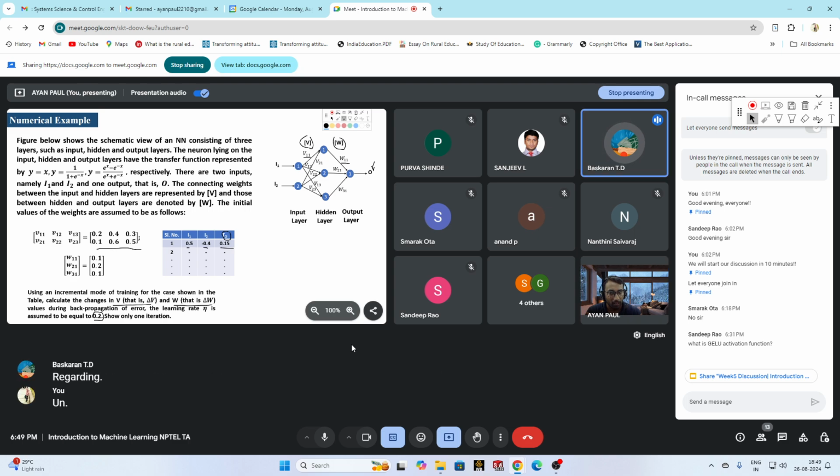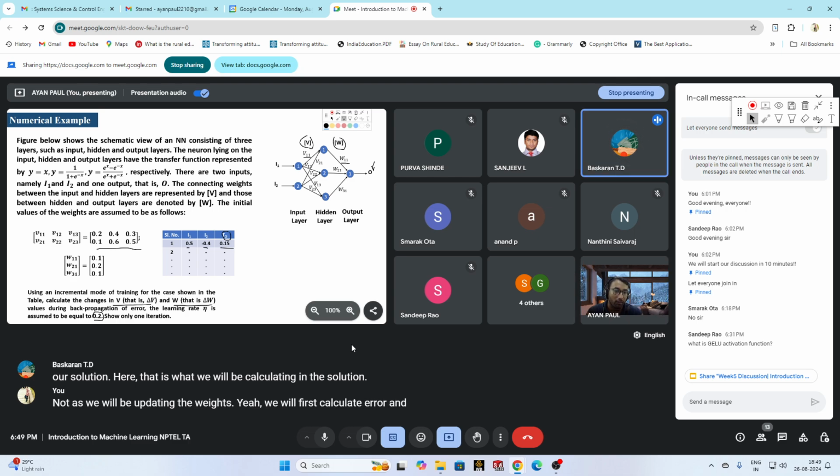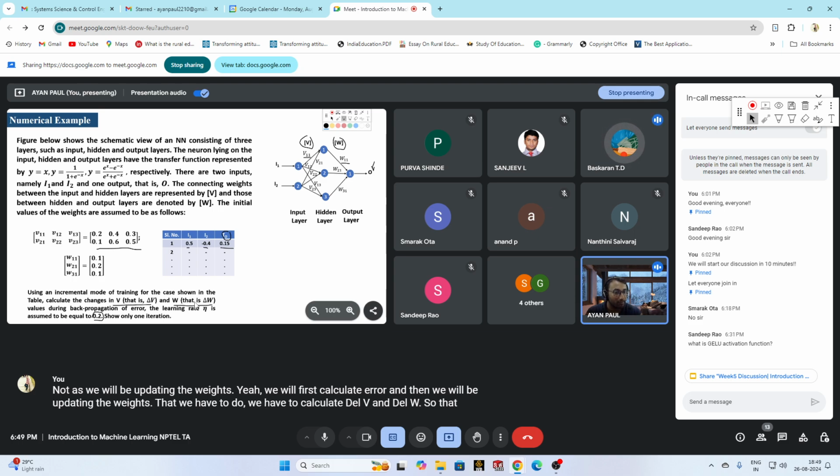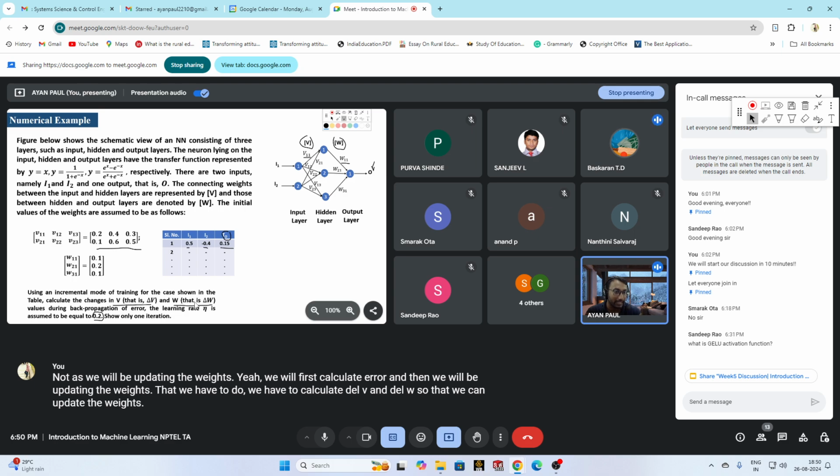Regarding the error, we will be calculating it in our solution. We will first calculate the error and then we will be updating the weights. We have to calculate del V and del W so that we can update the weights in one increment only. That means in one step only.